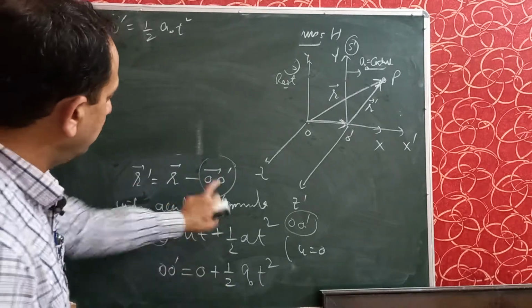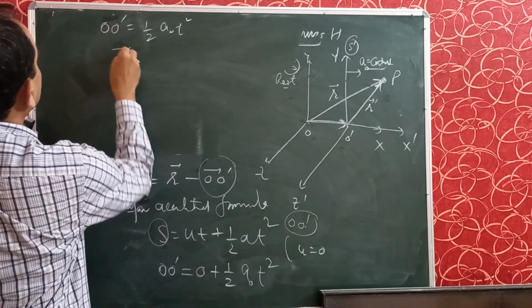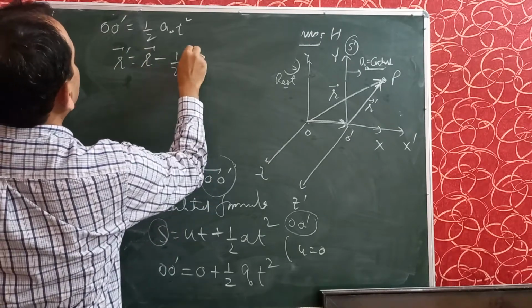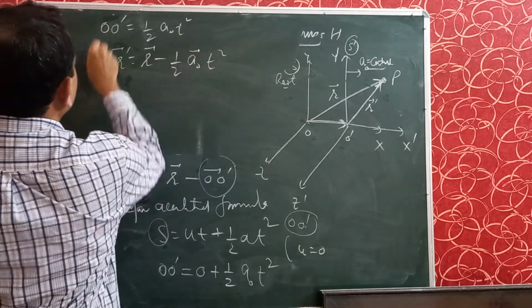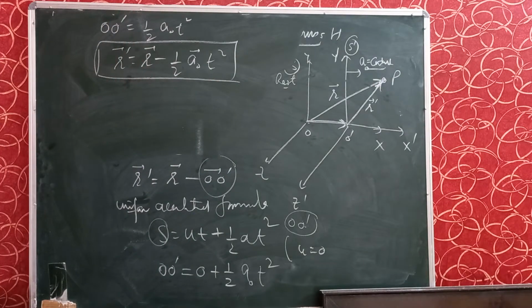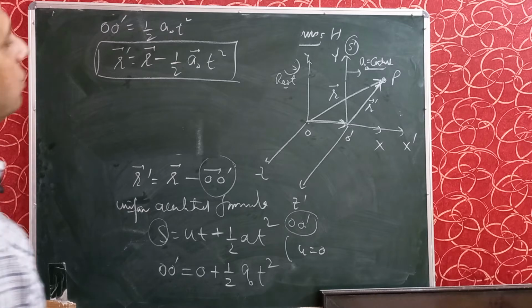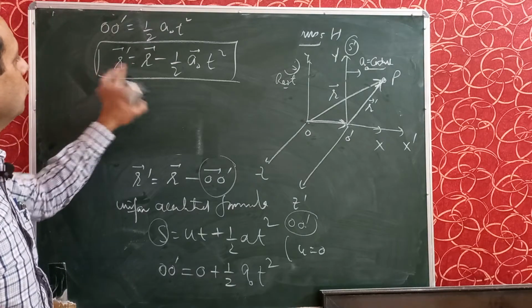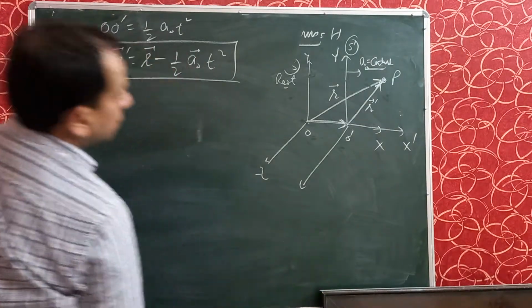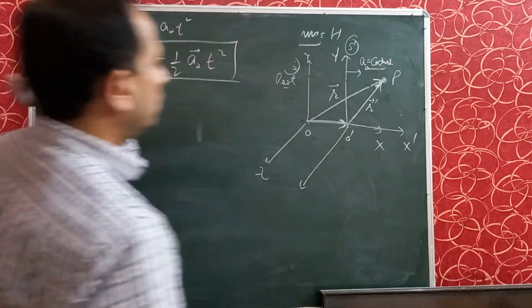So putting this value here, r dash is equal to r minus half a naught vector t square, because a naught is a vector quantity. So this is the equation for displacement or position vector of a particle with respect to two frames, S and S dash frame. Here S dash frame is moving, but S is at rest.